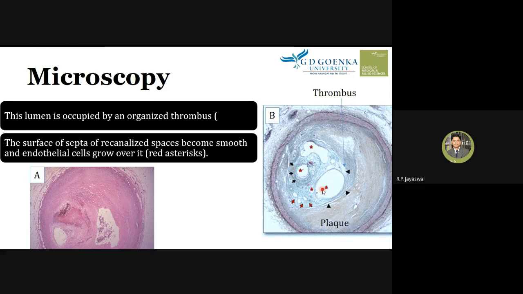And here is the red asterisk. The asterisk shows the recanalized spaces. We can see many small spaces. Through these spaces the blood usually flows, which tries to maintain the normal situation after the thrombosis. And this is what we have learned about recanalized coronary thrombosis.